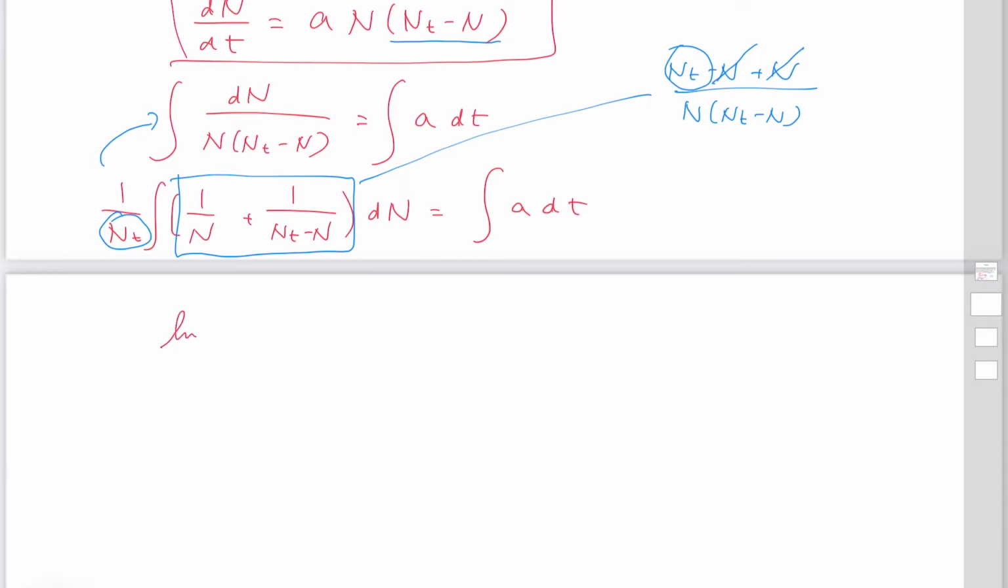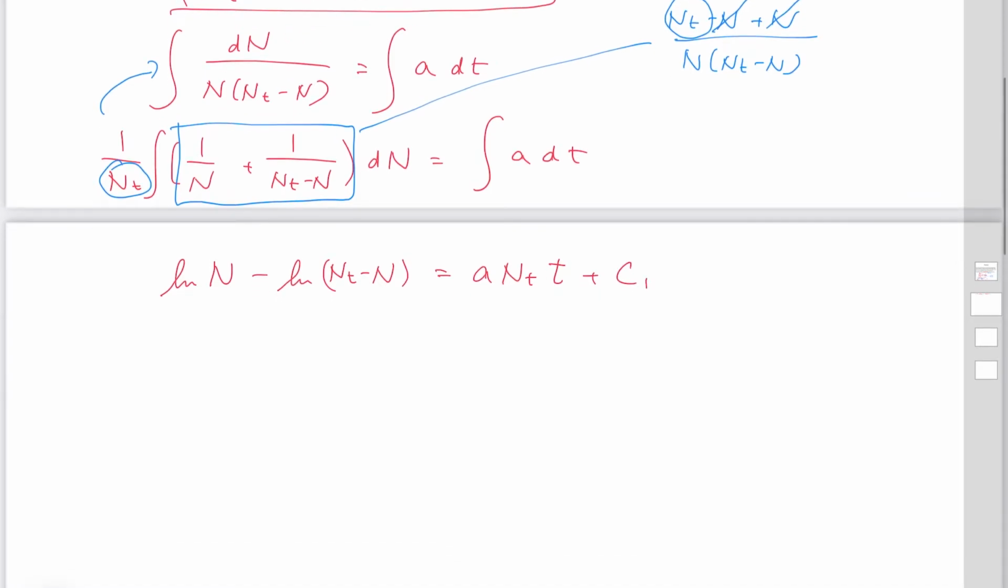This becomes natural log n minus natural log of n sub t minus n equals a n sub t t plus an integration constant. So this means n over n sub t minus n equals c exponential a n sub t t. So this is the solution of the differential equation.